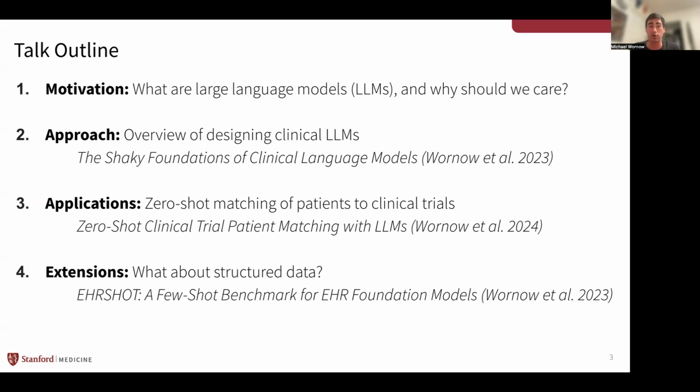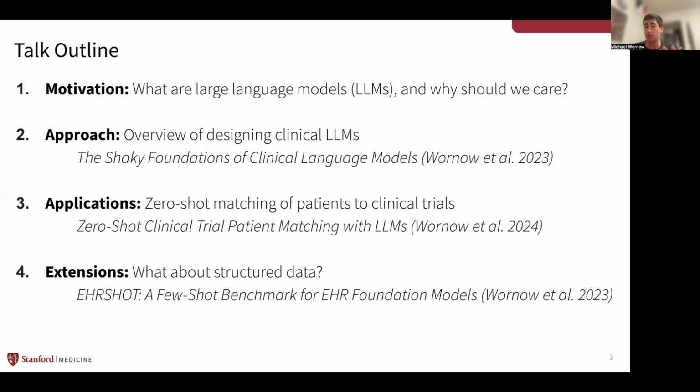Next, after motivating why large language models are useful, I'll give an overview of the current landscape of large language models for clinical applications. This is mostly based on a paper that we released last year called The Shaky Foundations of Clinical Language Models.